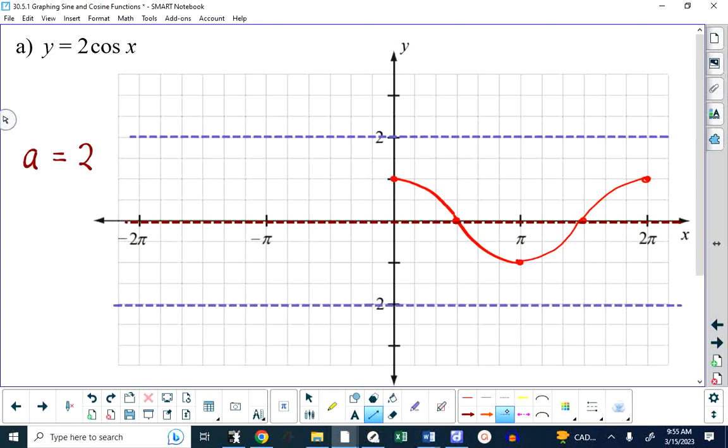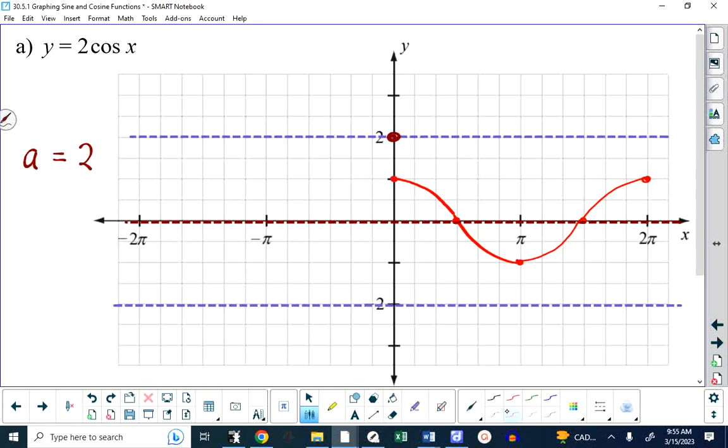So instead of having a start point at 1, the start point for this function is at 2. And I want you to try to get this in your head. The start point for cosine is at the top. If I say the start point is at the top, I don't claim it's always at 1. It's at the top. And in this case, the top is 2.